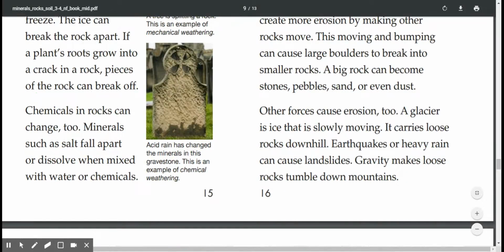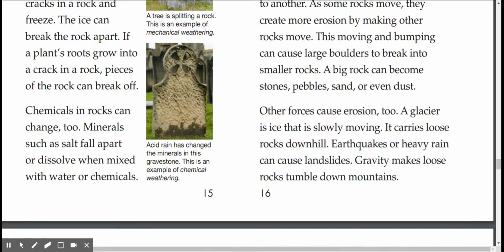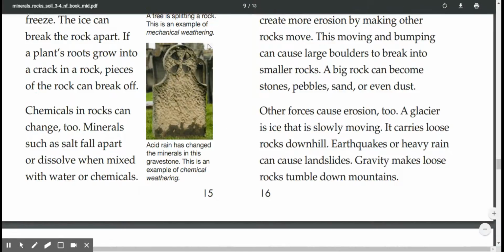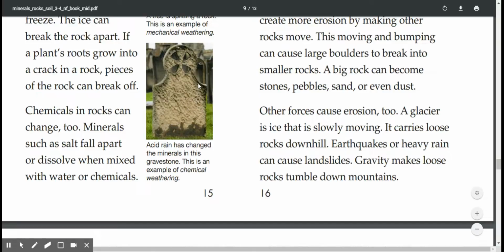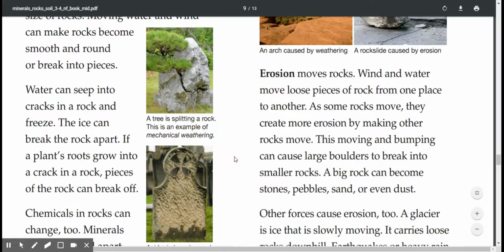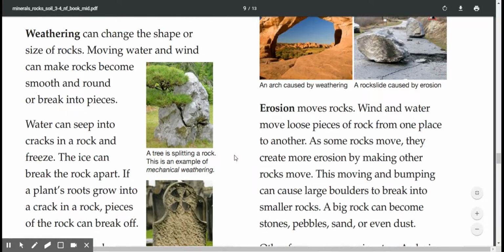Chemicals in rocks can also change too. Minerals such as salt fall apart or dissolve when mixed with water or chemicals. So sometimes there's a mineral in the rock that is dissolved or falls apart because of something in the environment, and that's called chemical weathering. Acid rain, which has acid in it, can change the minerals, for example, on this gravestone. This is chemical weathering. Don't really worry about mechanical and chemical weathering. Just know that weathering breaks down rock.